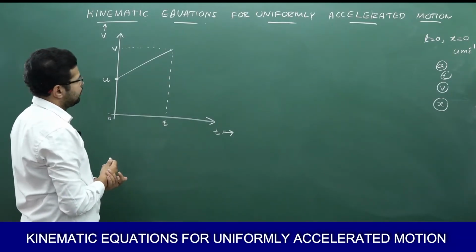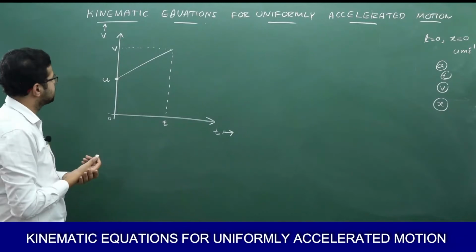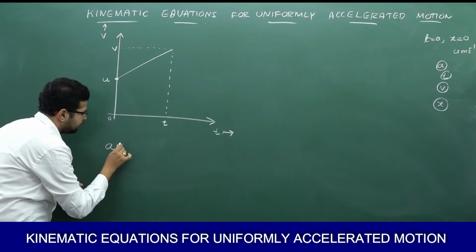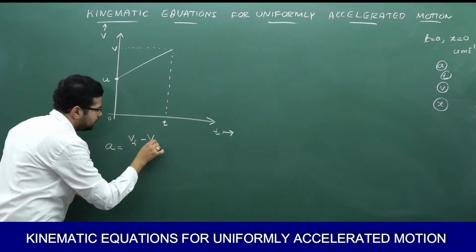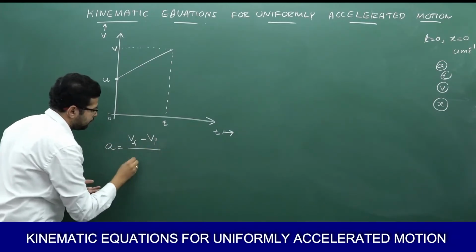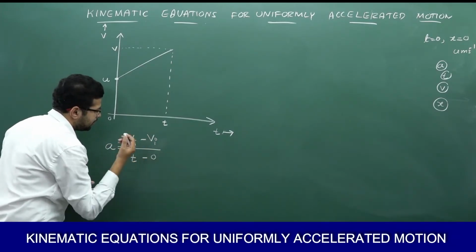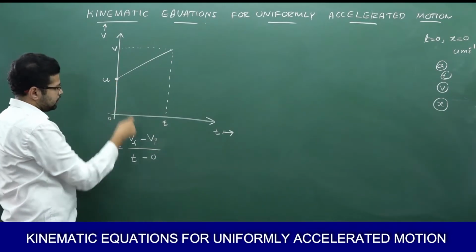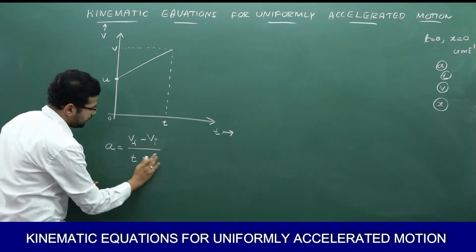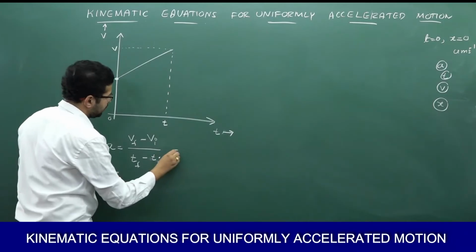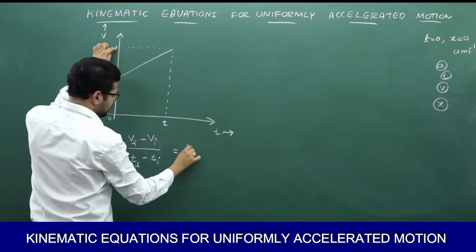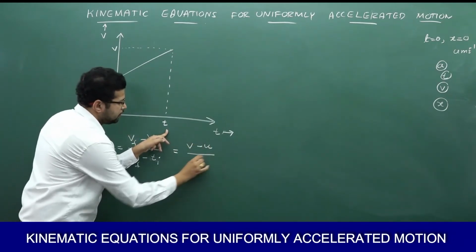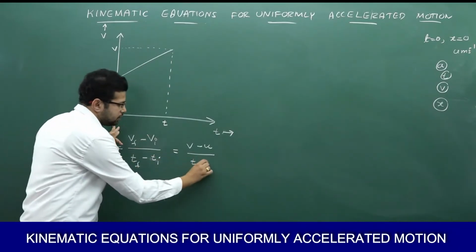Now, how to calculate acceleration here in this process? I will write it here. Acceleration is equal to, from the definition we know, final velocity minus initial velocity divided by final time minus initial time. Initial time is 0, initial velocity is u. So, what is final velocity? Final velocity is v, initial velocity is u, final time is t, initial time is 0.